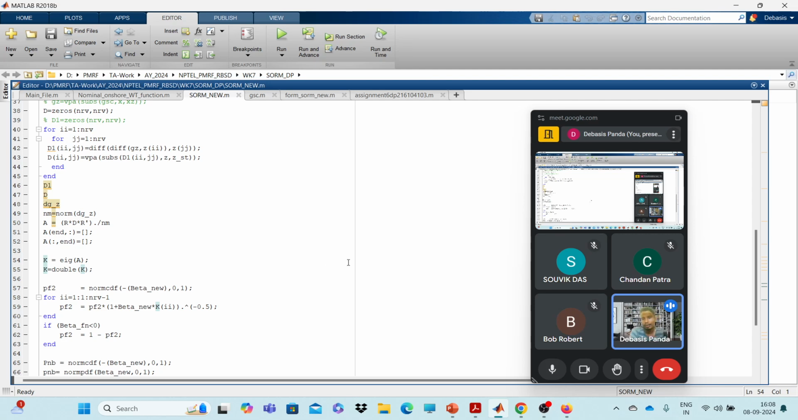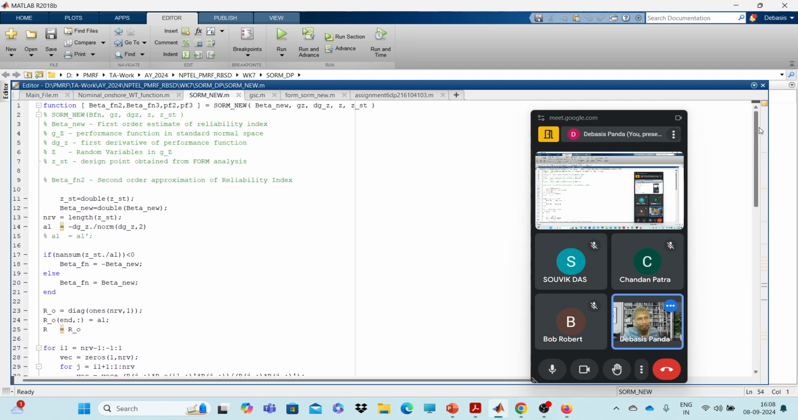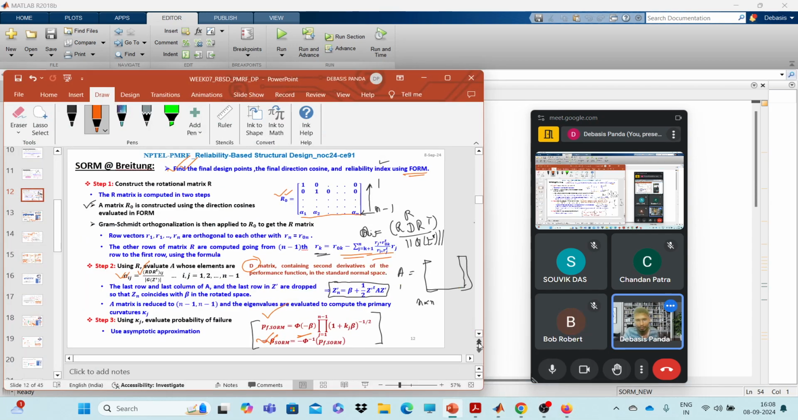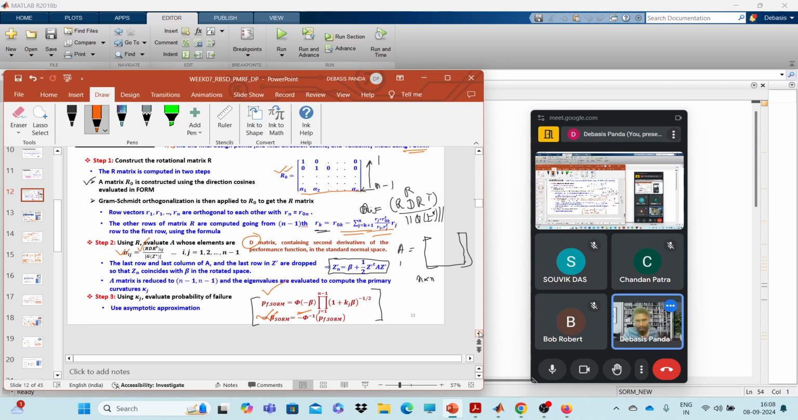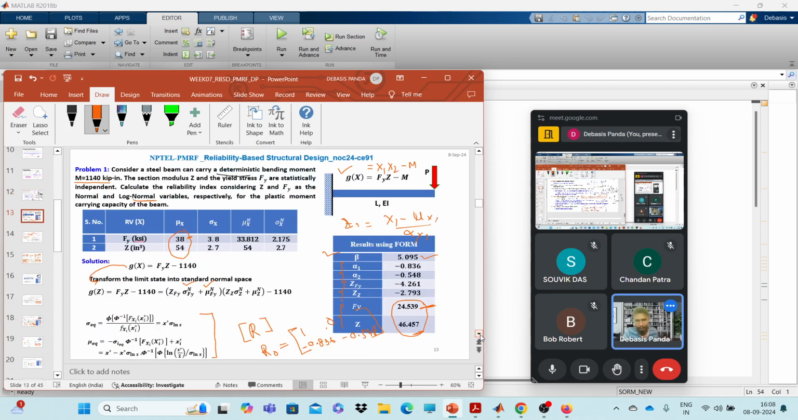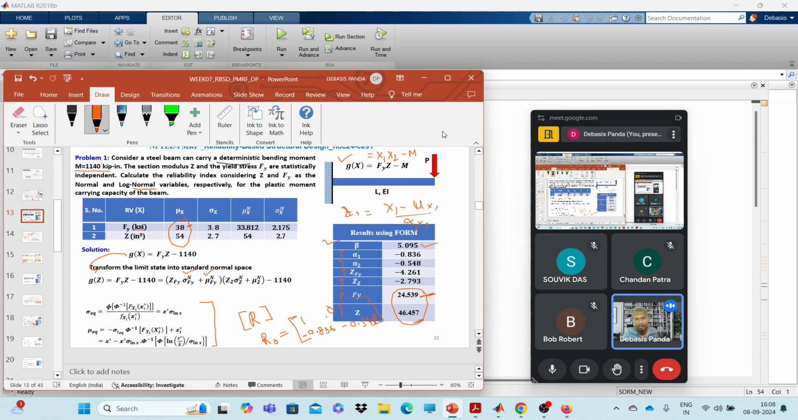So to run this, first we need to have the first order reliability problem. So let's check one problem first, then we will conclude something. Let's say we solve this problem itself.